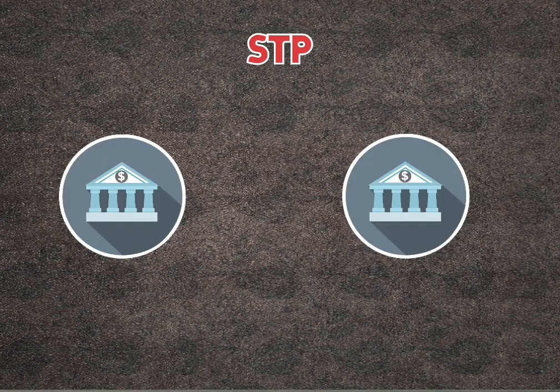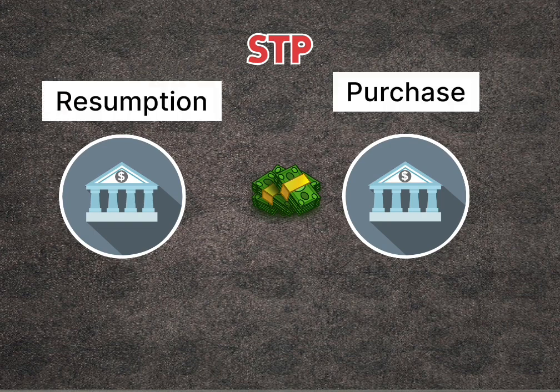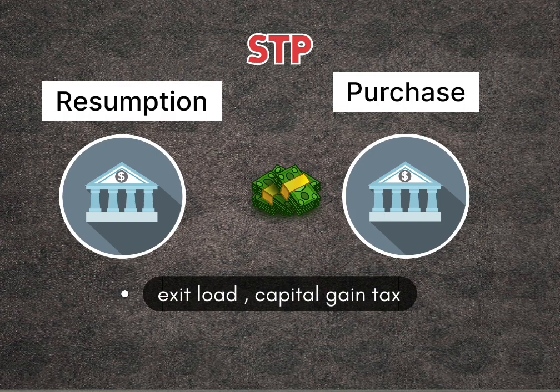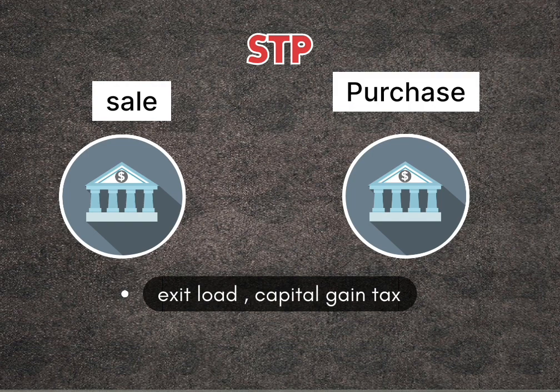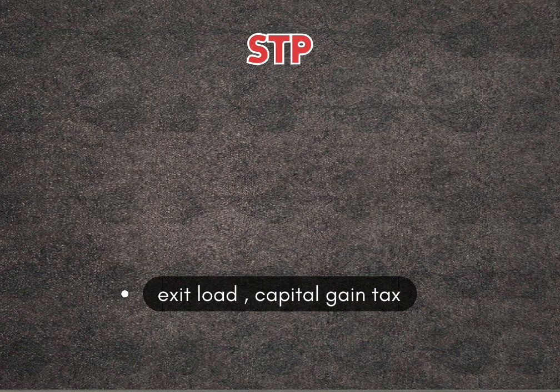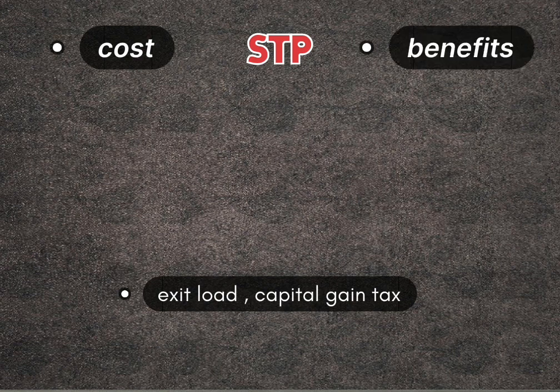STP is not free of cost. Every transfer from one fund to another is considered a redemption and a purchase, and hence it attracts exit load and capital gain tax. That means every transfer is like a sale and a purchase, so you have to pay an exit load and tax on the first fund. So before you start STP, check the cost and benefits carefully.